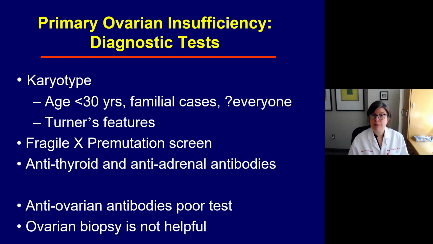Antithyroid and anti-adrenal antibodies are also important because they may help in terms of thinking about autoimmune etiologies. Anti-ovarian antibodies are actually not useful at all. The sensitivity and specificity is quite poor, but if you see TPO antibodies, thyroid peroxidase antibodies, that are elevated, or anti-adrenal antibodies against 21-hydroxylase, which is the common mechanism by which you develop ovarian insufficiency, if those are positive, that may make you think a little bit more that this may be an autoimmune etiology. So something to think about. Ovarian biopsies are not helpful in these cases, so should never be done.